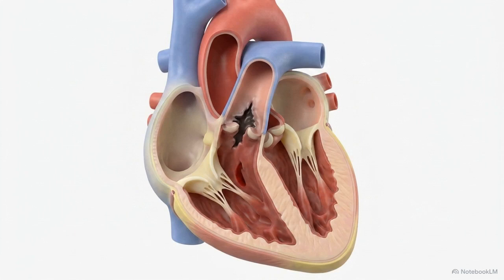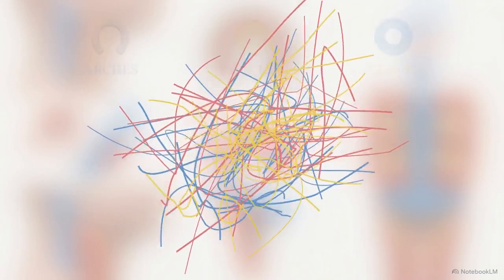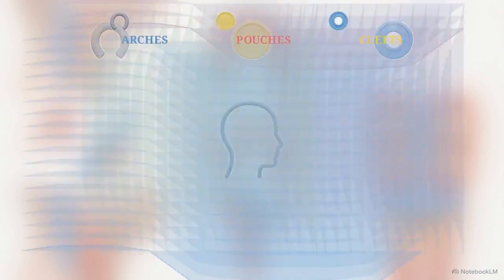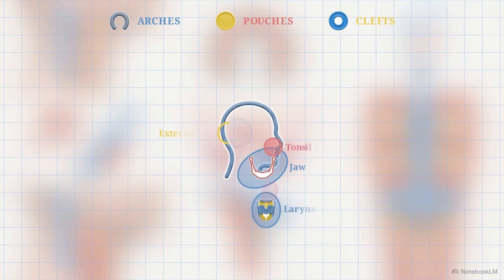By tracing adult head and neck structures back to their origins in the arches, pouches, or clefts, seemingly chaotic anatomy transforms into a highly predictable, logical, and clinically vital system.